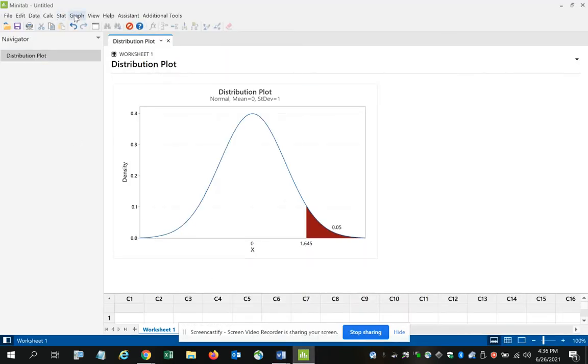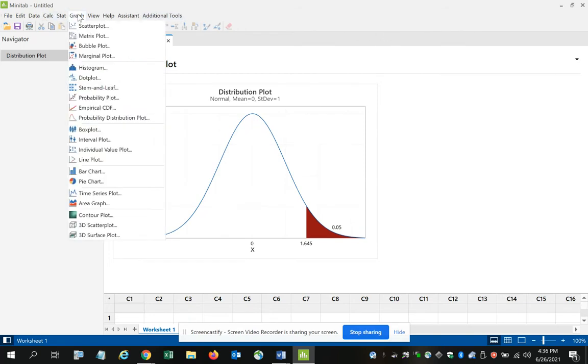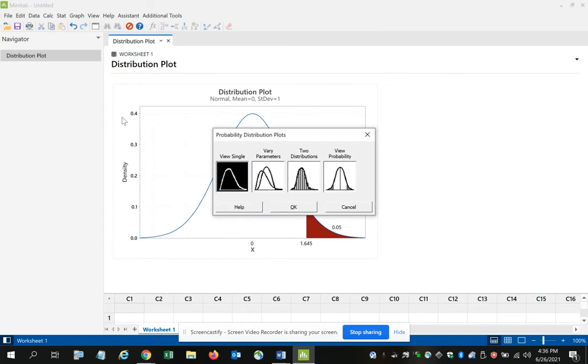Okay, we go to the top menu bar to graph. On the drop-down menu, we choose probability distribution plot. The wizard appears on the screen, and I want to view probability. So I'm going to arrow to the right and highlight in black view probability, and I'm going to choose OK.